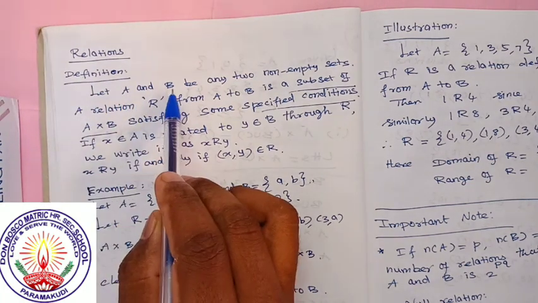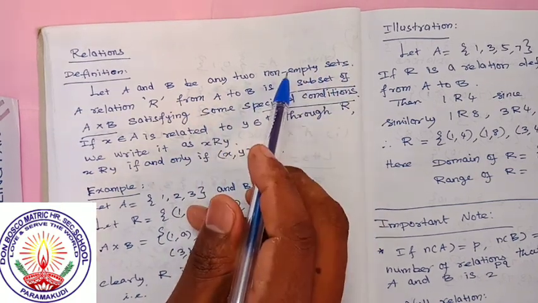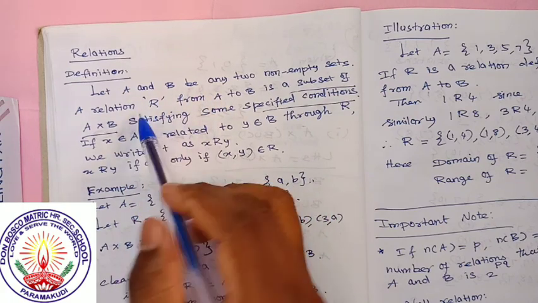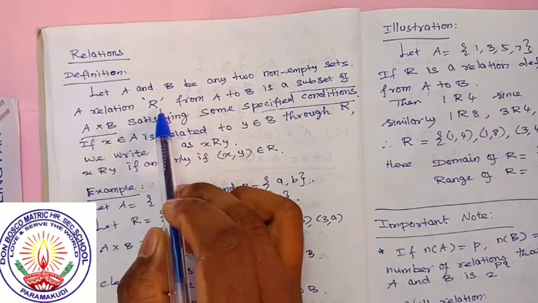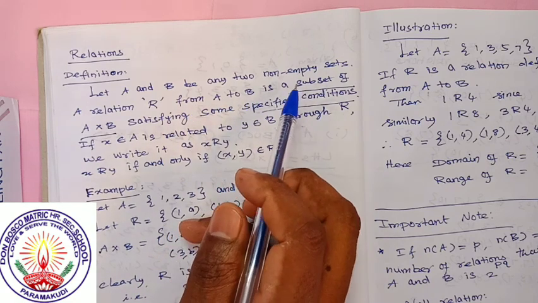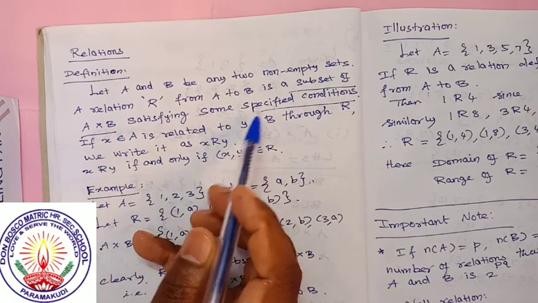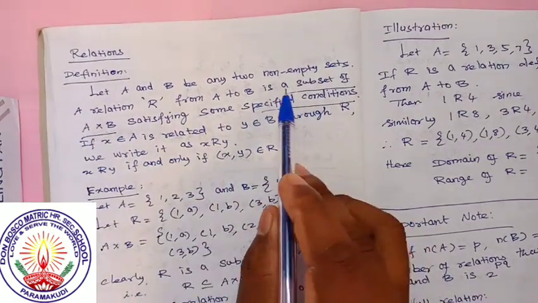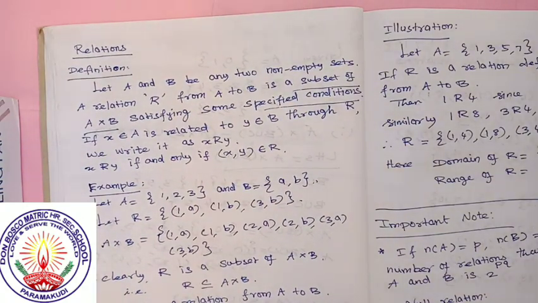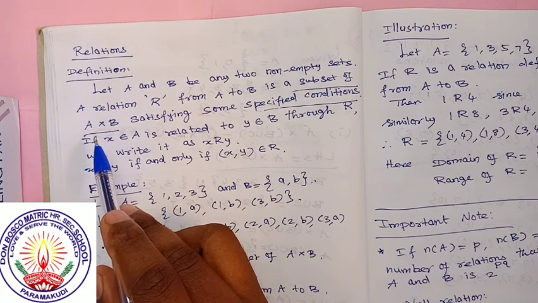Let capital A and capital B be any two non-empty sets. Non-empty set means, as we have already discussed, there should be at least one element in the sets. A relation capital R from A to B is a subset of A cross B, satisfying some specified conditions. The very important words are subset of A cross B. Normally we say a relation is a subset of the Cartesian product.